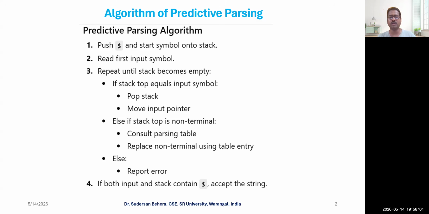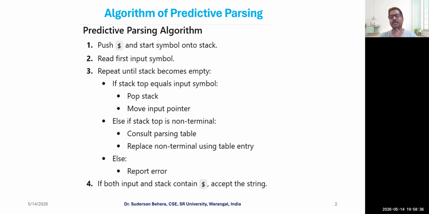If the stack top is equal to the input symbol, pop the stack, as I just said, and move the input pointer to the next input. Else, if the stack top is a non-terminal, consult the parsing table. Why do you need to consult the parsing table? Because you need to find the right production of that non-terminal. Let us assume that the non-terminal has 2, 3, maybe multiple productions, but you have to find any one. Any one in the sense of what? To find the correct one.